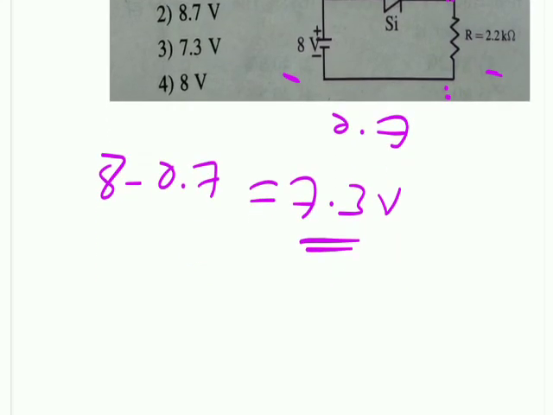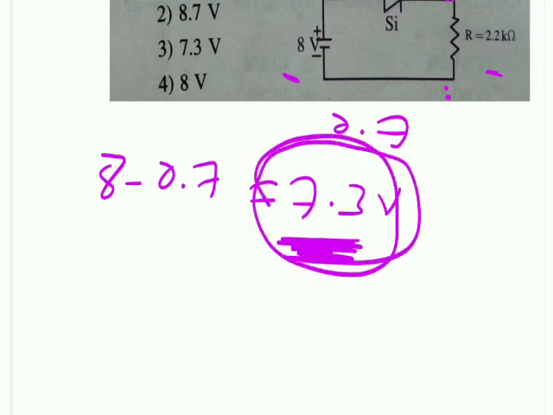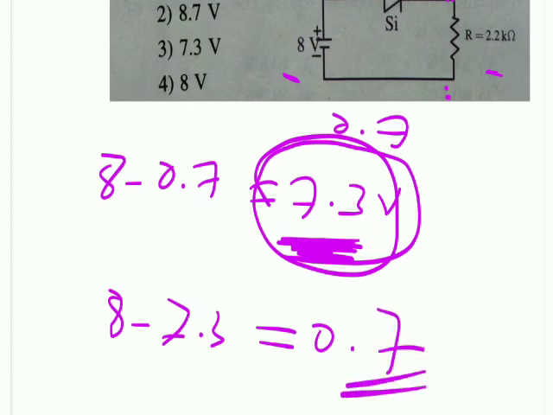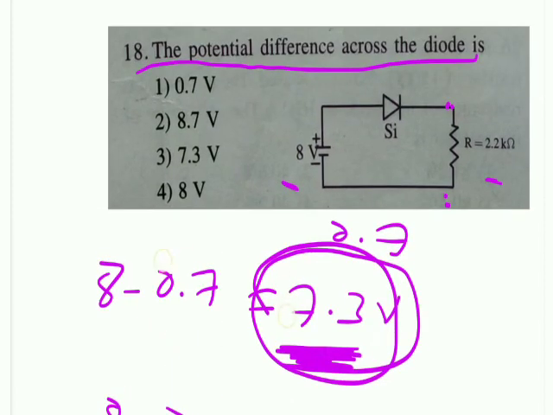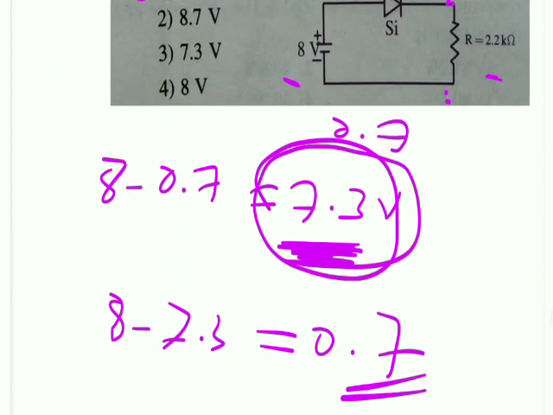So here the potential difference across the resistance is 7.3. So 8 minus 0.7 is equal to 7.3, and 8 minus 7.3 is equal to 0.7. It is the potential across the diode. 0.7 is the right answer.